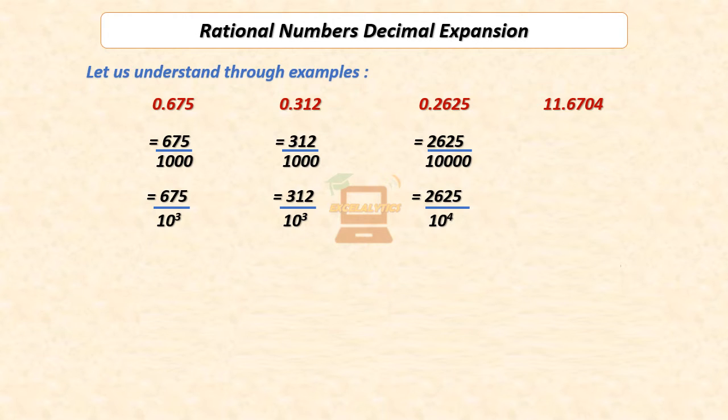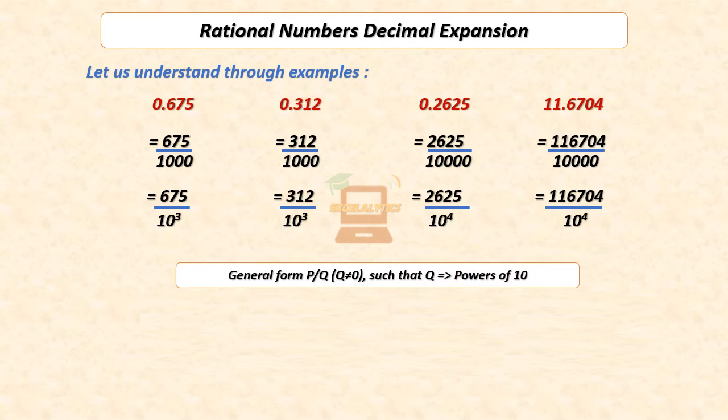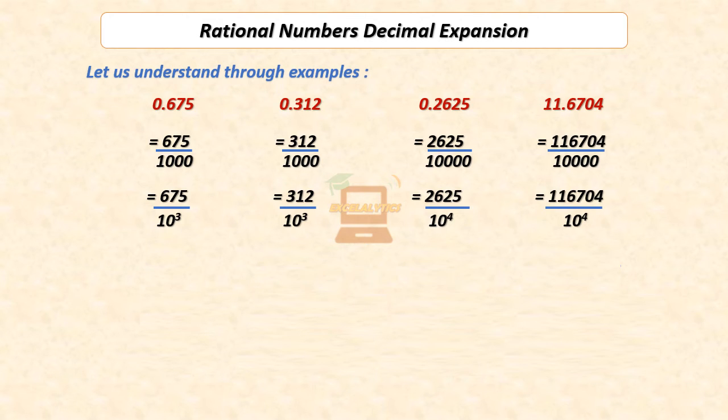11.6704 is equal to 1,16,704 by 10,000, that is 1,16,704 by 10 to the power 4. As expected, these can all be expressed as rationals with denominators expressed in powers of 10. Now let us explore by factorizing and cancelling all the common factors from the numerator and denominator and see what we get as result.